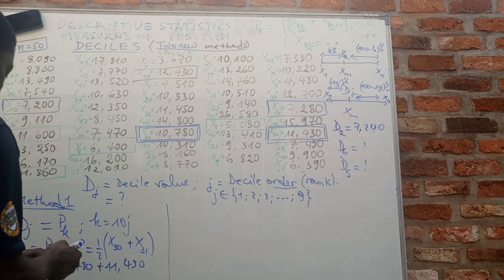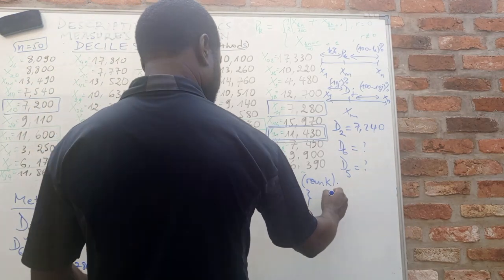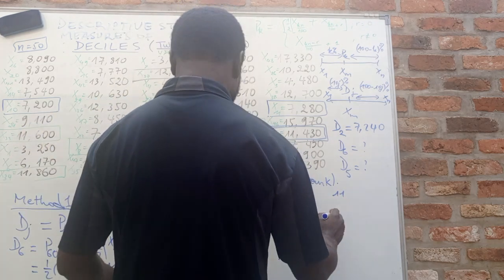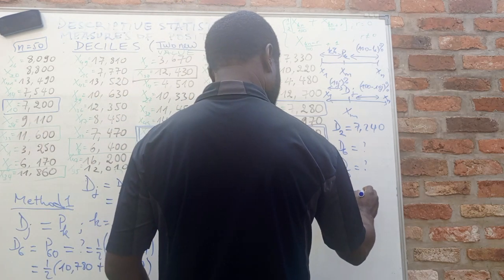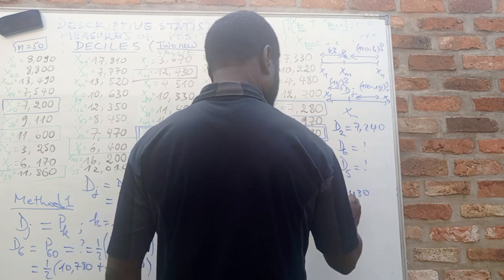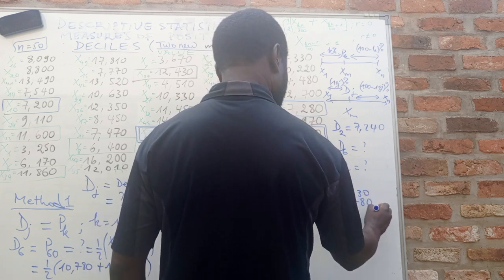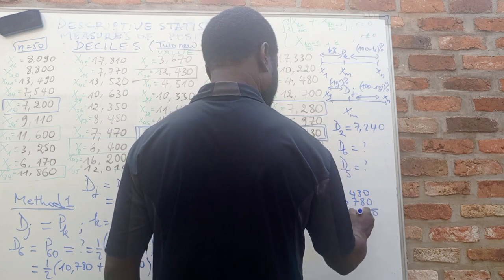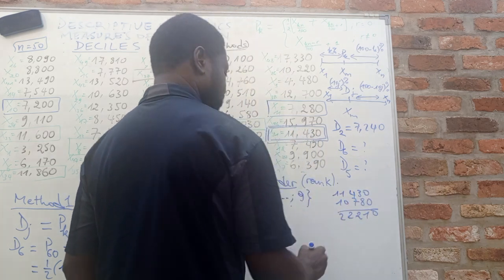Okay, so now we have 11,430 plus 10,780, then 0, 1, I carry 1, then is 12, 1, 2, then 2.